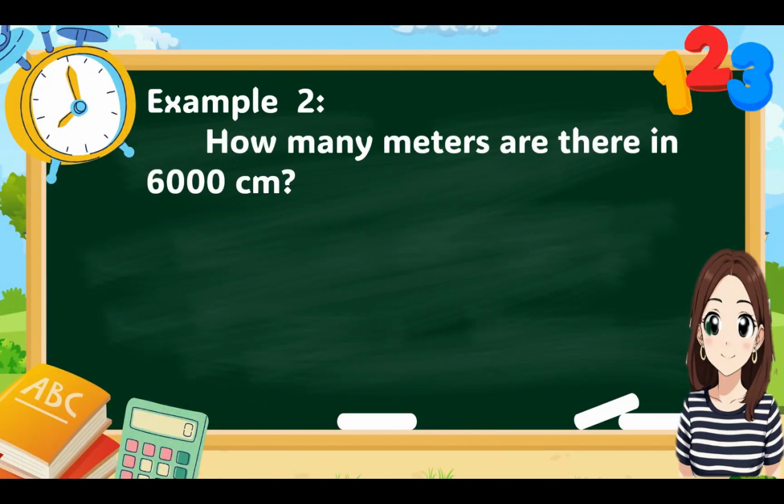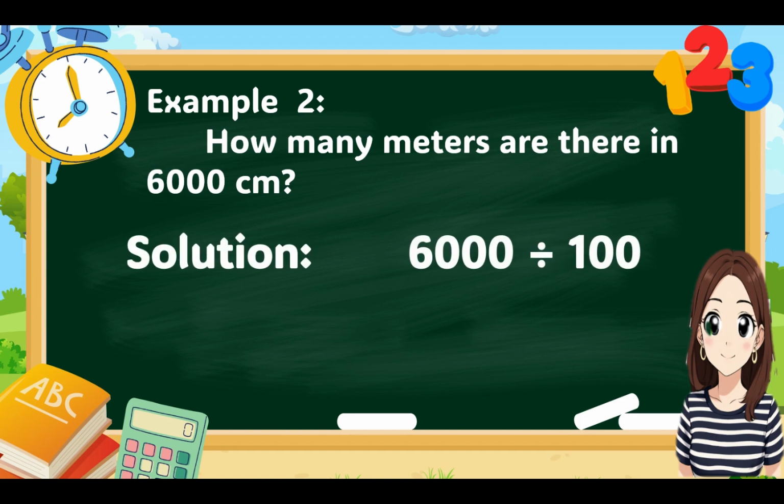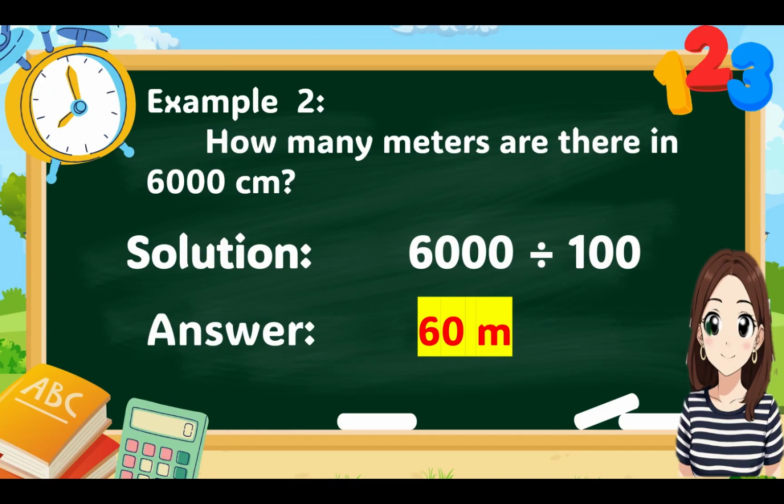Example number 2. How many meters are there in 6,000 centimeters? For our solution, 6,000 centimeters divided by 100, that will give us 60 meters. So therefore, in 6,000 centimeters, there are 60 meters, or it is equivalent to 60 meters.